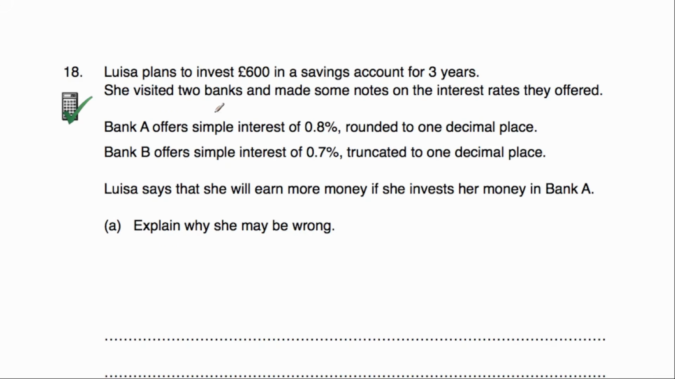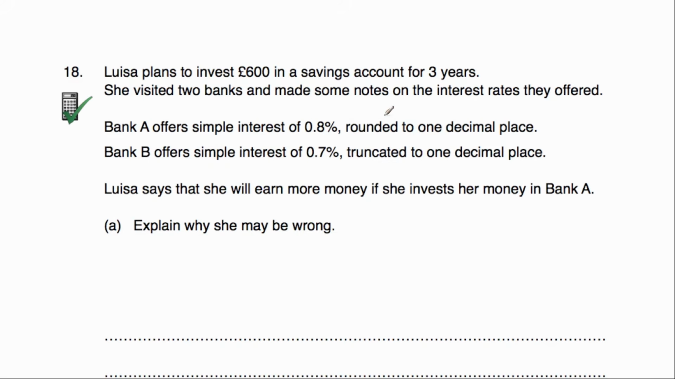She visits 2 different banks and makes some notes on the interest rates they offer. So the notes she made are that Bank A offers simple interest of 0.8% rounded to 1 decimal place, and Bank B offers simple interest of 0.7% truncated to 1 decimal place. Louisa says she will earn more money if she invests in Bank A than Bank B. Explain why she may be wrong.